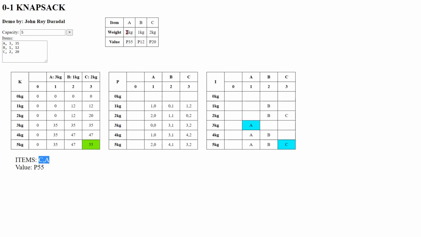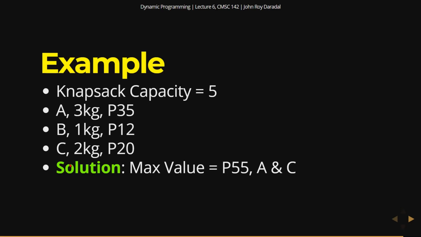So if you add A and C, that would be 5 kilos, and then the value would be 35 plus 20, which is actually 55. Okay, so that is 0/1 knapsack, and yeah, that's it.